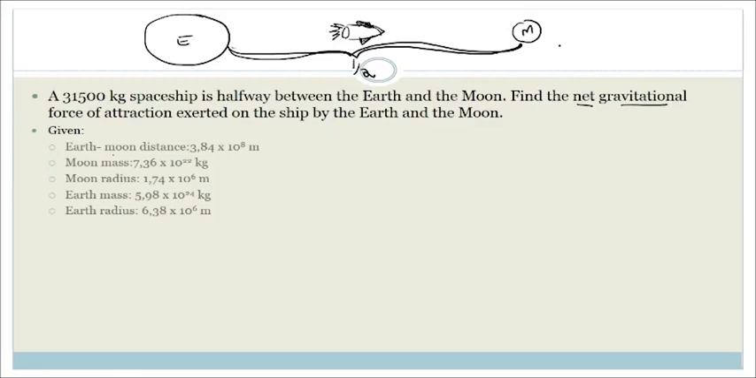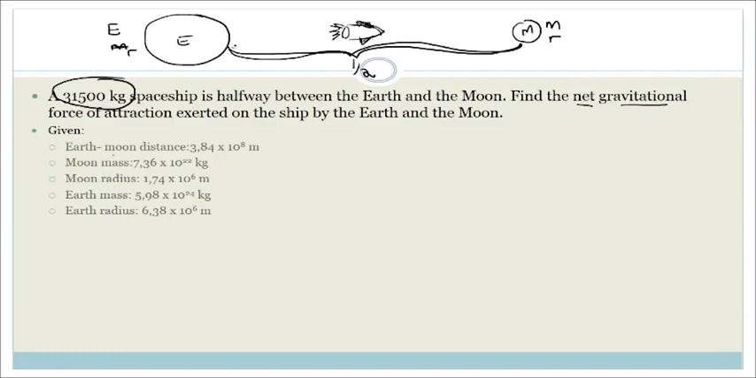We've got the Moon's mass and its radius. We have the mass of the Earth and the radius of the Earth. And we have the mass of the spaceship. Okay, so do you agree we're going to do exactly the same type of thing?